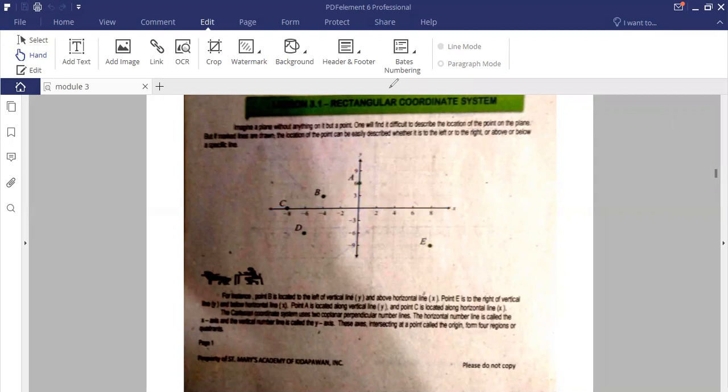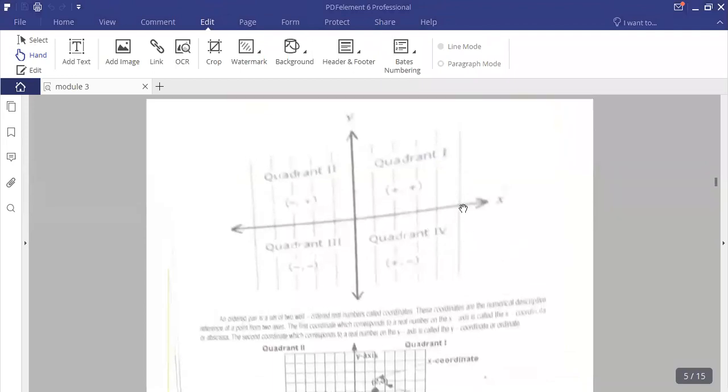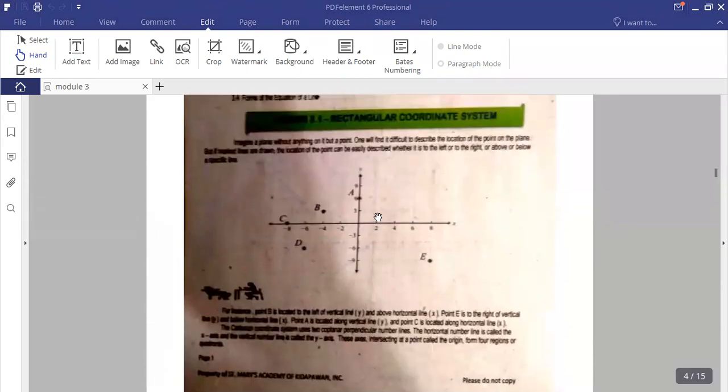Okay, further, let's discuss it here. Here, this is the x-axis and this is the y-axis. Now, let's just discuss here. It's much clearer. X-axis is the coordinate in the horizontal line. So this is the horizontal. So everything about horizontal is x, and the vertical is y.